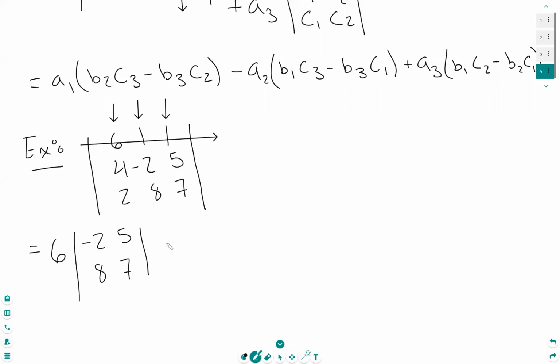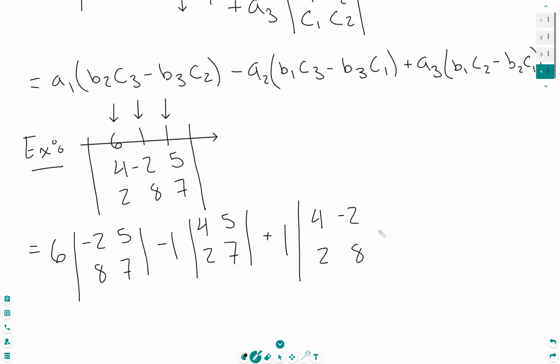Next, we switch signs, so we go to the negative. So we go -1 times the determinant of everything that's not crossed off when I cross this column off, which is this 4, 5, 2, and 7. Finally, I switch signs again, so I have a plus. My third element in this top row is a 1, so I'll write a 1 here. And then I have the determinant of everything that's left over when I cross off that column, which is 4, -2, 2, and 8.